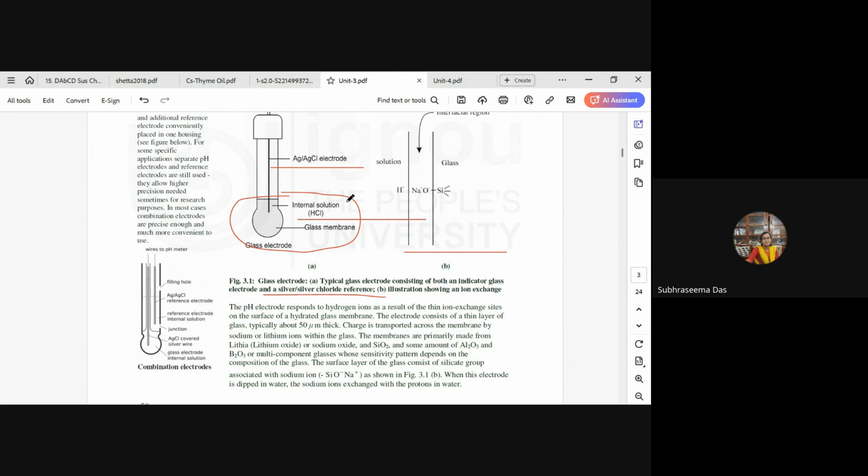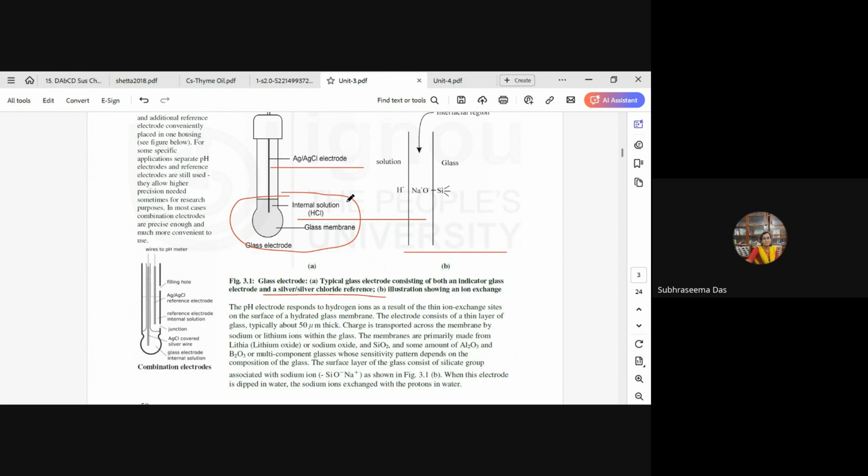The electrode consists of a very thin layer of glass, almost 50 micrometer thick. That is 50 microns, that means 50 into 10 to the power minus 6 meters. So we see that the thickness of the glass that is present in the outer layer is very small. The charge is transported across the membrane by sodium or lithium ions within the glass.